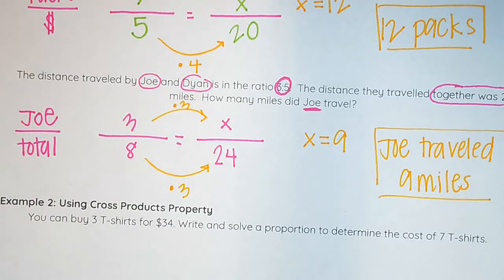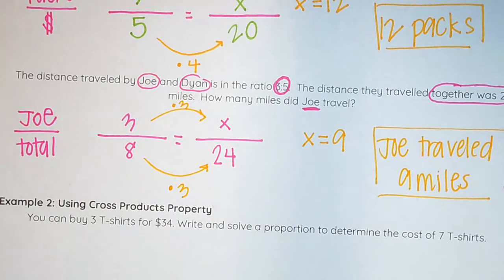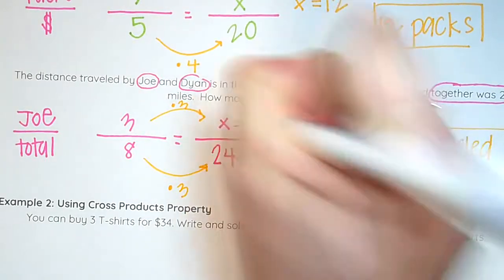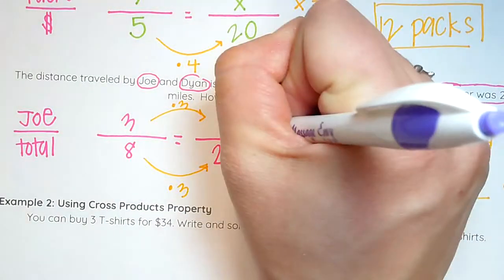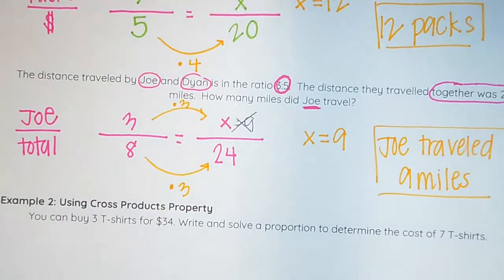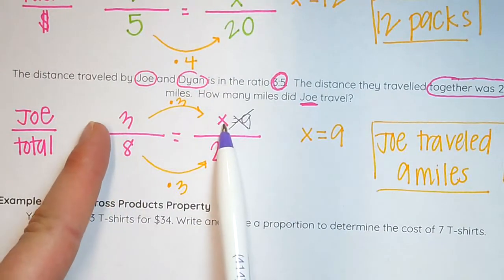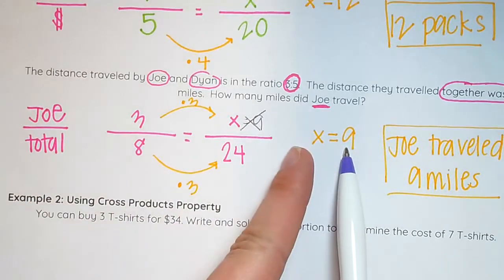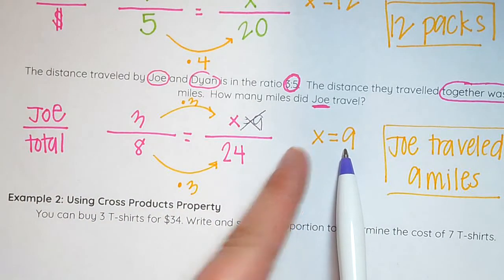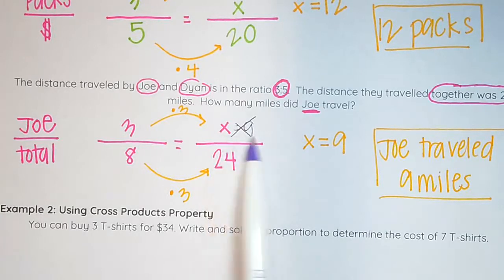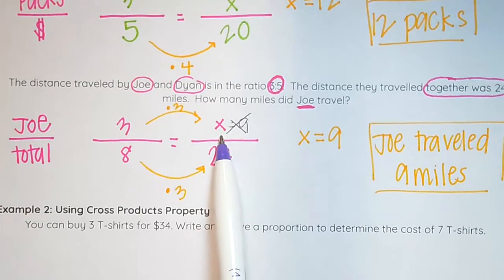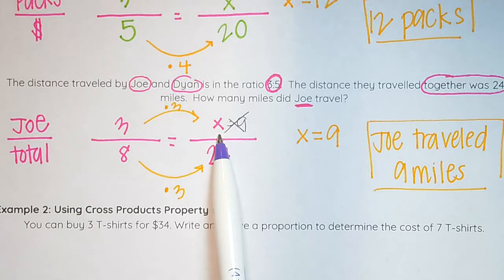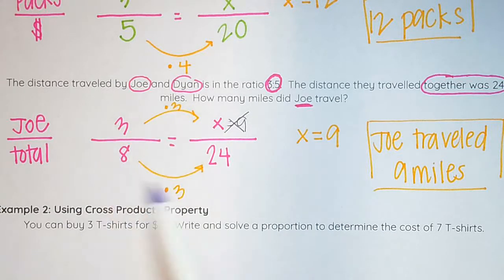One note here is that we don't want to put x equals 9 right there. That's not correctly setting up your proportions. This is your problem. This is your equation. And then we have our solution off to the side. Putting the x equals 9 in your proportion is mathematically incorrect. So we do want to make sure we separate our proportion from our answer. So we do write x equals 9 in our sentence off to the side.